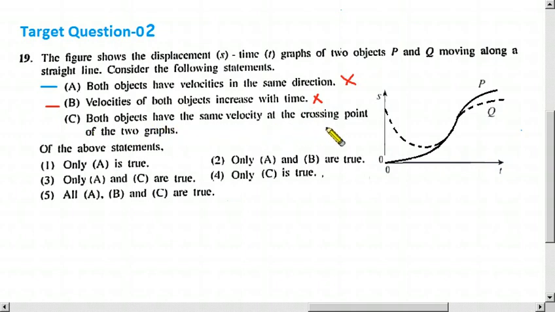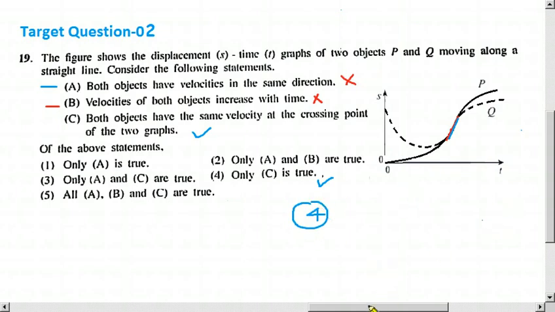Both objects have the same velocity at the crossing point of the two graphs. The crossing point is this one, at this place. So both have the same gradients. Both have the same gradients. This one and also this one. So that means the magnitudes of the velocities are equal, as well as the direction is equal. Both objects have the same, therefore we can say velocity, not the speed, velocity we can say, because the direction also is equal. Same velocity at the crossing point of the two, that is correct. Only C is true. The fourth one is the answer for this question.